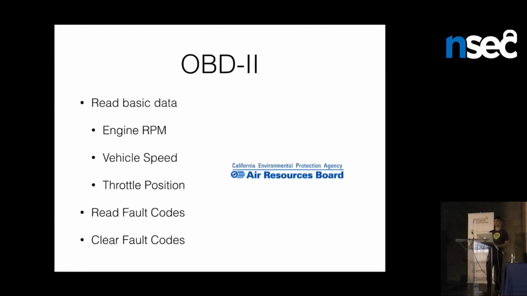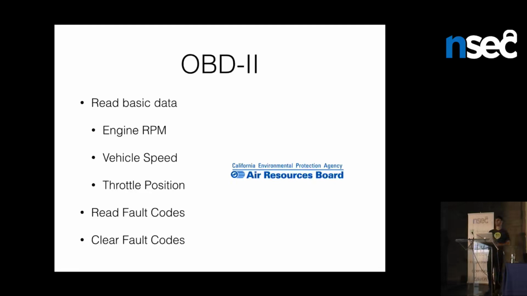OBD2 comes from these folks at the California Air Resources Board. The whole reason it exists is because they wanted to be able to smog engines and kick cars off the road for polluting too much. That is the whole purpose of it. So don't expect to get too much useful information that's not about engines out of it. It will give you things like engine RPM, MAP or MAF pressure, vehicle speed, throttle position, all the engine things you'd expect, and not much more.